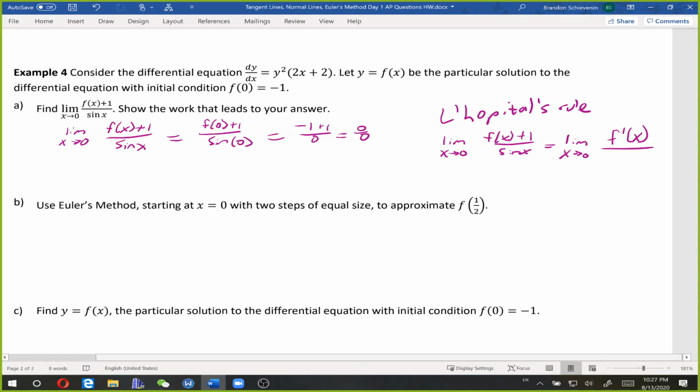Niall, back to you. What's the derivative of sine? Should be positive cosine. Positive cosine? Okay, and now I can plug in 0. This derivative of f is my dy over dx, since y is f of x. So the derivative of y, y prime, should be f prime, since y and f of x are the same. So this top part is really y squared times 2x plus 2, where x is 0 and y is negative 1.